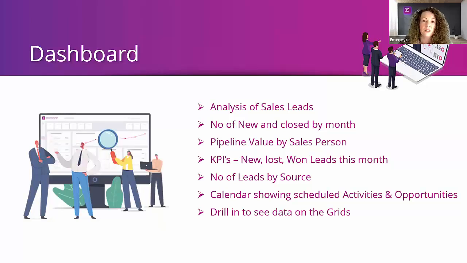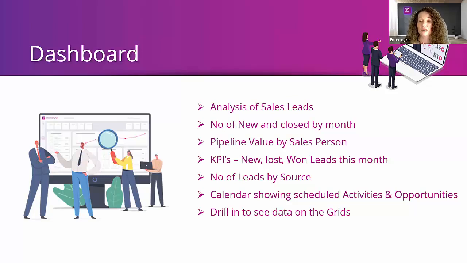The dashboard, so you've got a dashboard that analyzes all of the different leads and KPIs. So the number of new and closed by month. So all the leads that are new and closed by month. The pipeline value by salesperson, KPIs, so important to see what's new, what's lost, what's won, leads this month, for example. Number of leads by source, so where they've been received from, what you've defined as your source for your organization. You've got a calendar as well, of course, that shows you any scheduled activities and opportunities, so that's your little notification center within CRM.